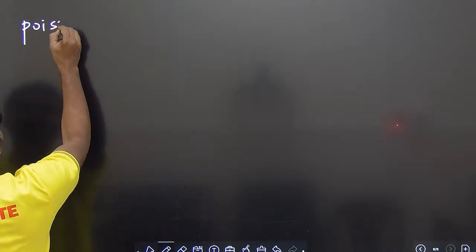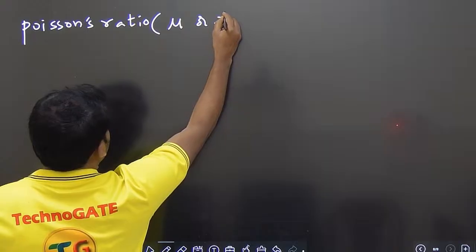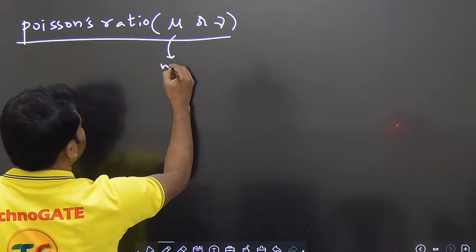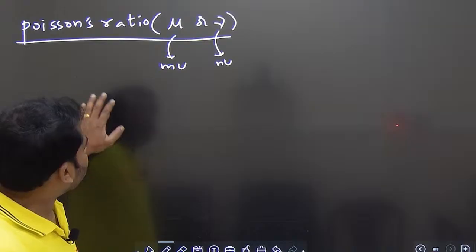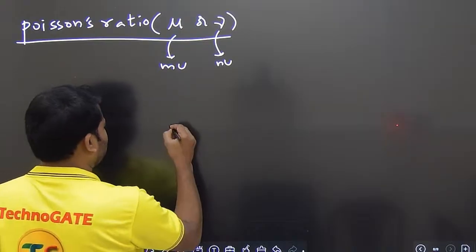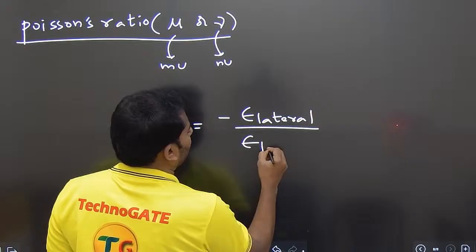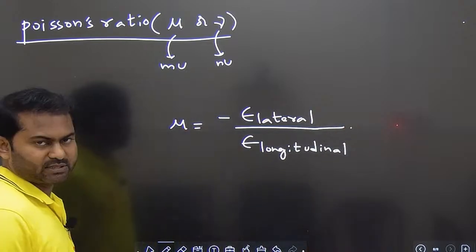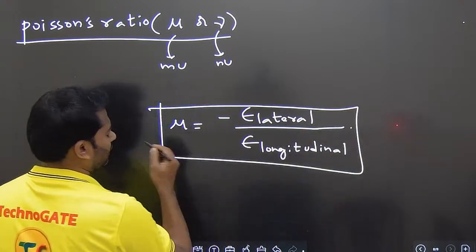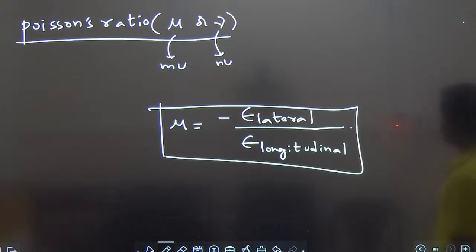Let me put the heading here: Poisson's ratio. It is denoted by mu or nu. Whichever variable they are using, that's completely fine. So if you want the formula, Poisson's ratio is simply given by minus of lateral strain by longitudinal strain. This is the formula. First of all, copy this. This will be enough for you to crack any diploma examination, but I will give you the explanation behind it.